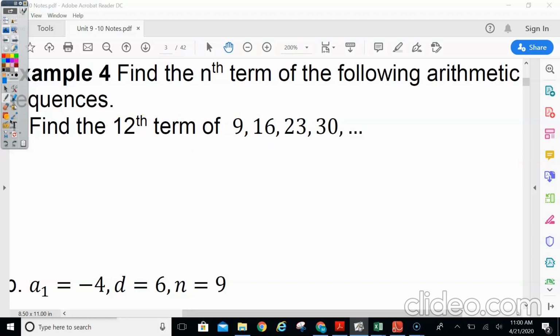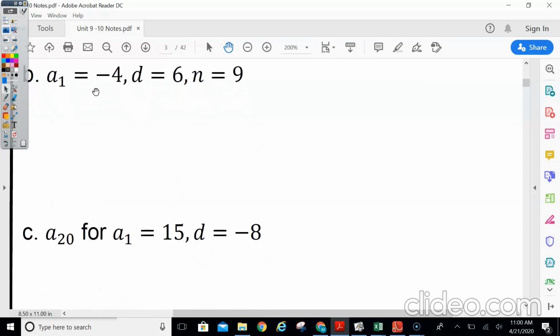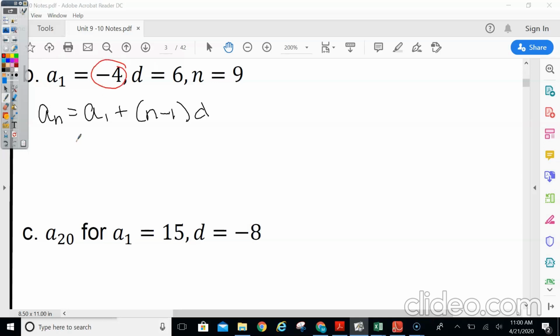Okay, so looking at B, B is the same thing, just worded differently. So here, it's giving us a sub 1 is negative 4, d is 6, and n is 9. So what is this saying? So here's the formula. It's saying that my first term in the sequence is negative 4, and my common difference is 6. So here, let me just write the formula real quick for this problem.